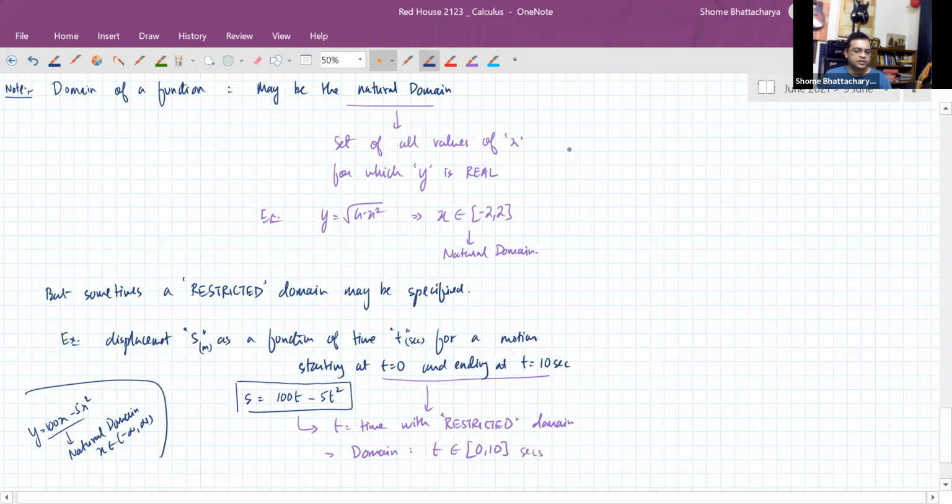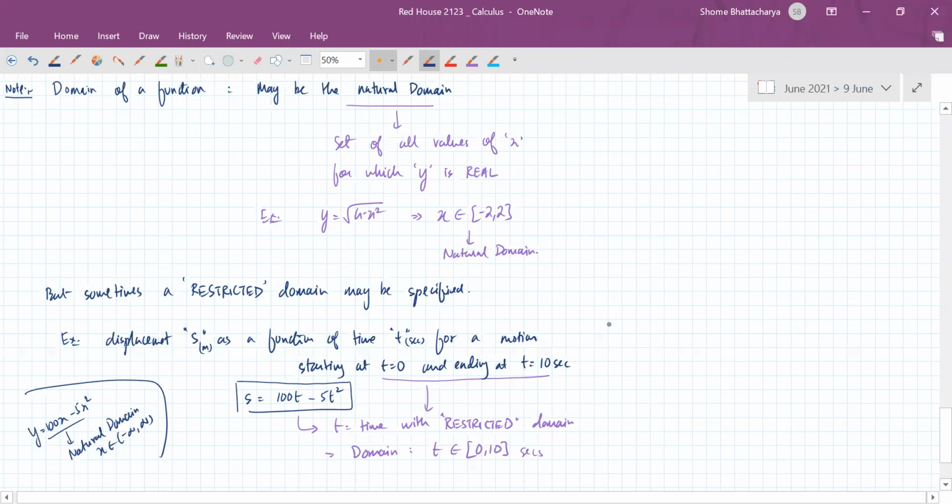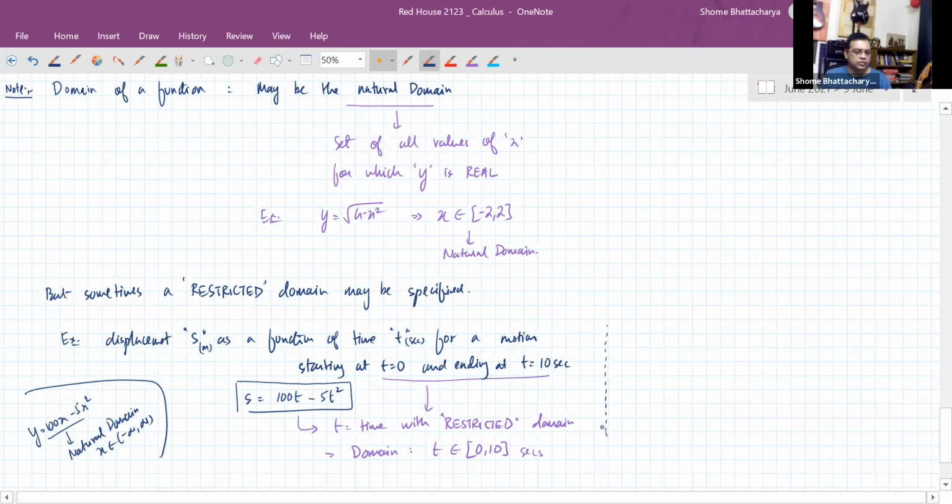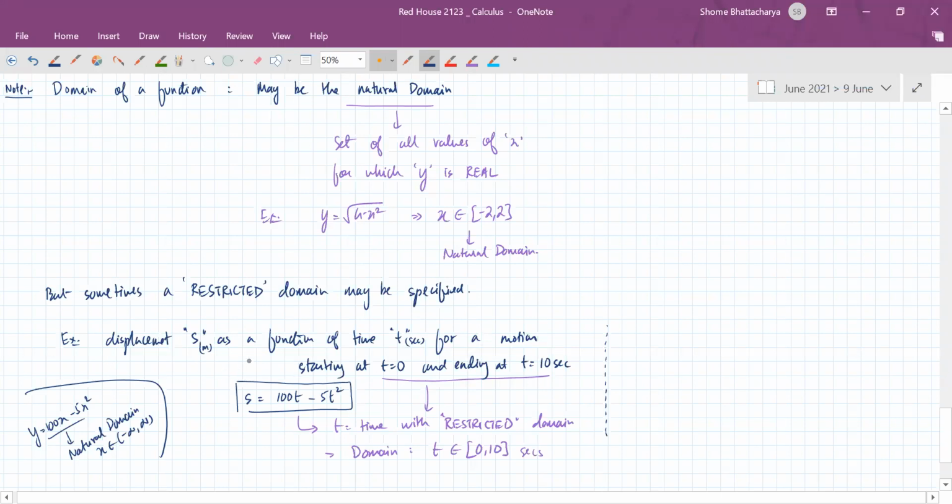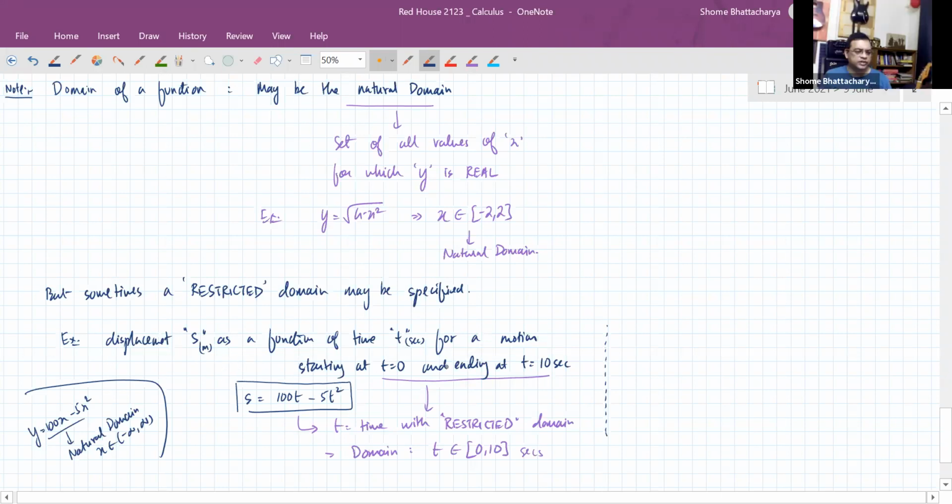But first you can just make a note of this. Can you explain the example once again, that why in this example the time is restricted in the domain? Because the example itself is defining displacement as a function of time for a motion that is starting from t equal to 0. So that means negative time doesn't make sense, you know.